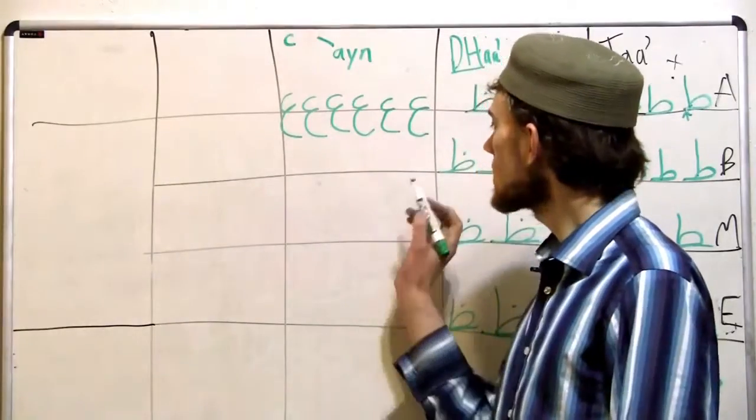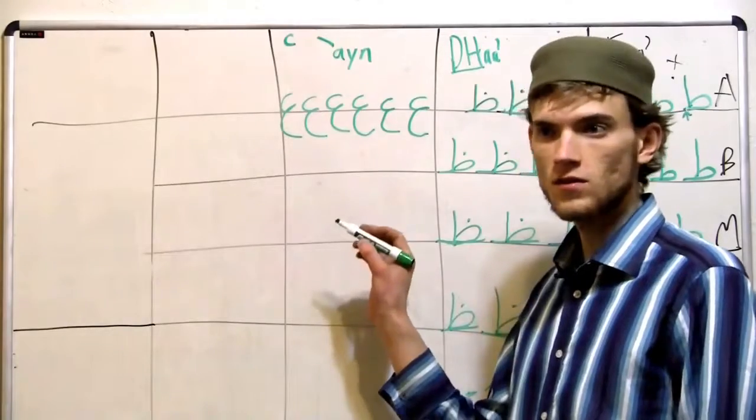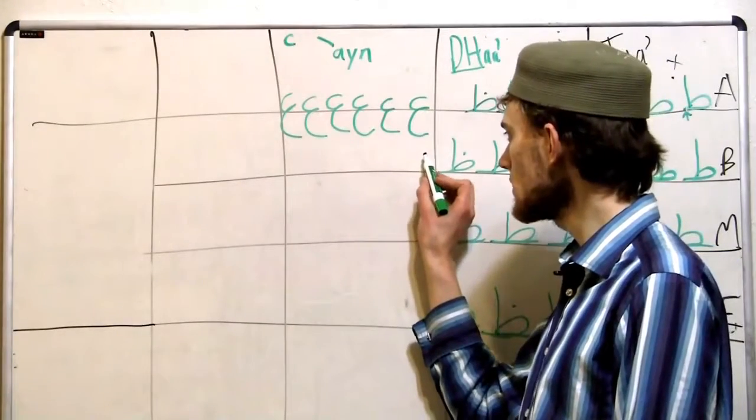Now when it's at the beginning of a word, we basically just lose that tail. Lose the tail, so we have that same kind of C looking thing.